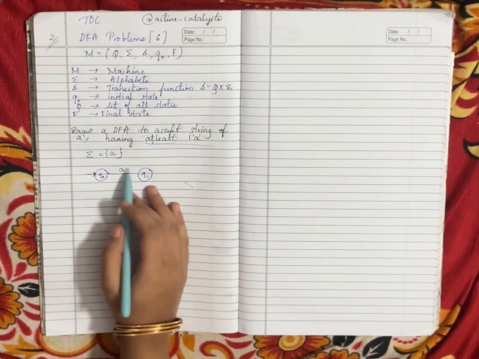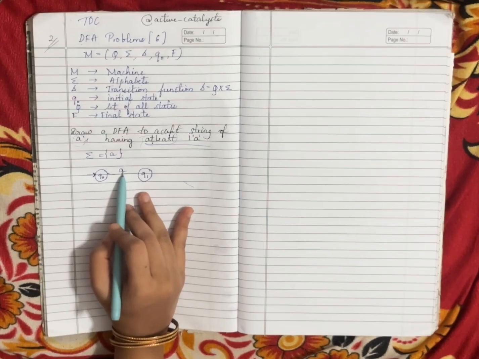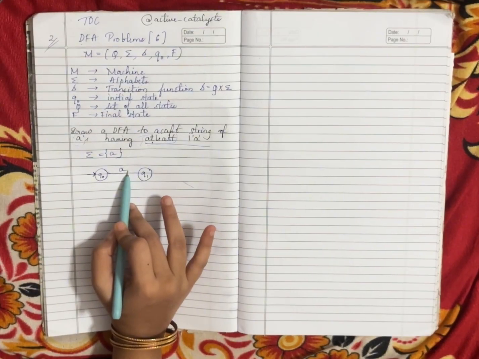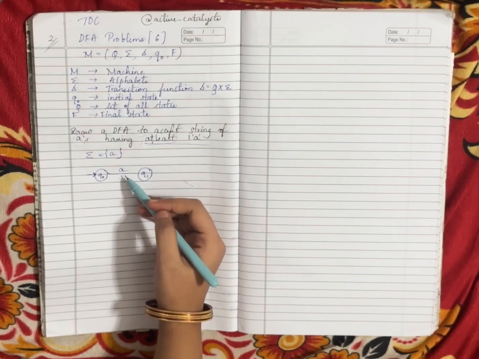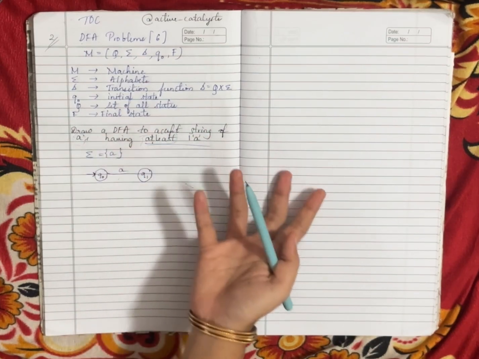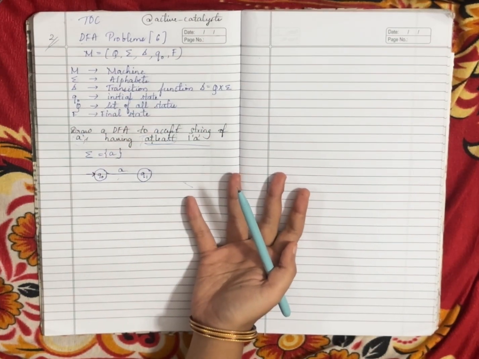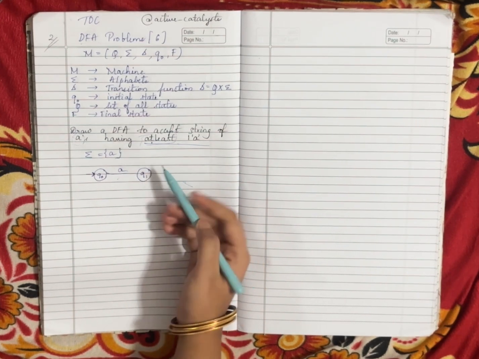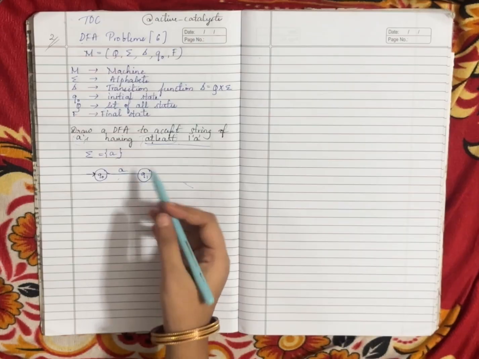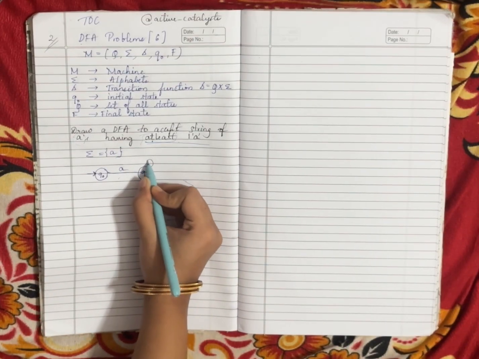Okay, so they have told at least one a. Yes, I have included this one a now. This is the only condition, right? One a. After one a, it can have any number of a's. But compulsorily what we have to include? One a. So I have included that one a. After that, n number of a's can come. For that, we will write the self loop.